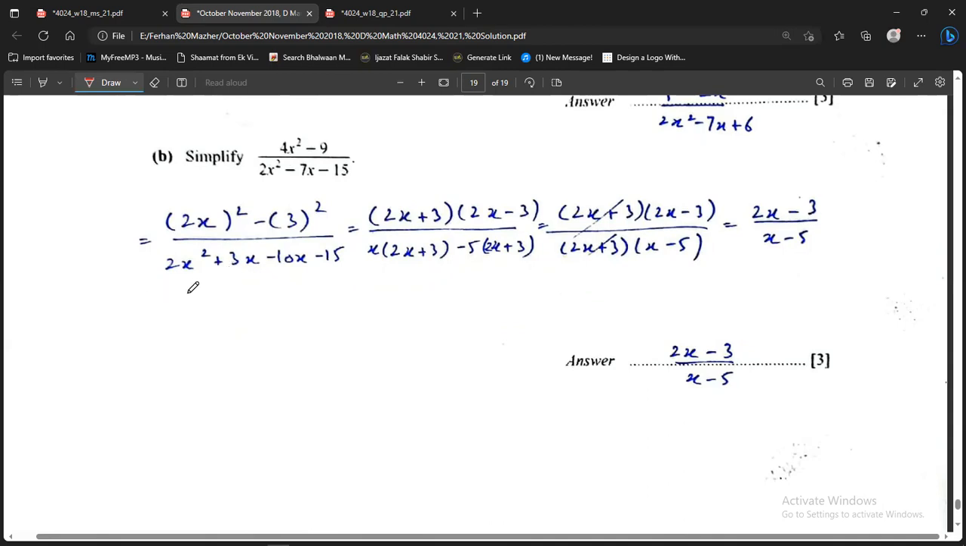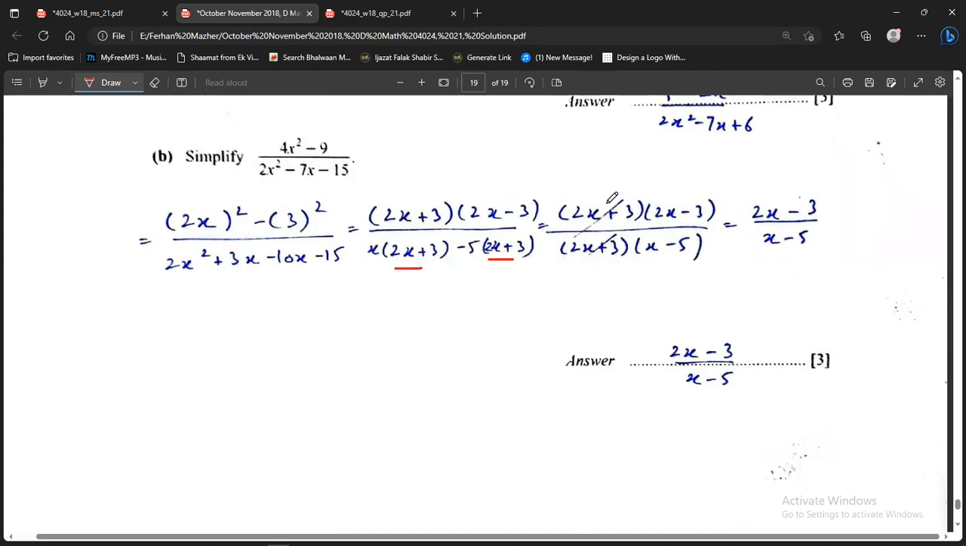Okay. So you will have 2x squared plus 3x minus 10x minus 15. We are talking about the denominator only. And this is midterm breaking. From the first two terms, I will take x common. So in the bracket, you will have 2x plus 3. From the last two terms, I will take minus 5 common. So you will have 2x plus 3 in the bracket. So 2x plus 3 bracket from both the terms will be common. So downstairs you will have 2x plus 3 bracket, and in the other bracket you will have x minus 5.